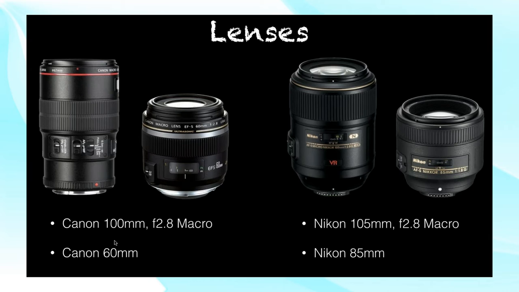Both of these lenses are prime lenses. So it's 100 and 60 on the Canon and it's 105 and 85 on the Nikon. Again, both of these lenses are really good lenses. The only difference is how much distortion each one is going to have.